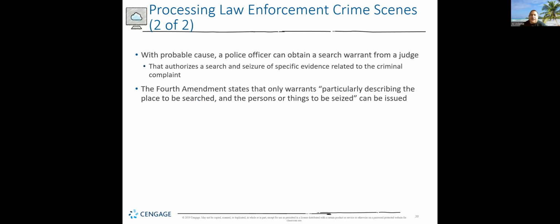With probable cause, a police officer can obtain a search warrant from a judge that authorizes the search and seizure of specific evidence related to the criminal complaint. Or they'll ask you, do you have anything on you? You say no, and you lie. That's probable cause if they figure it out. They won't need probable cause at that point, but they kind of prove themselves. Body cams and all that jazz. Or the Fourth Amendment states that only warrants particularly describing the place to be searched and the persons or things to be seized can be issued.